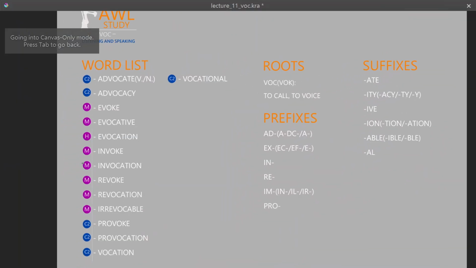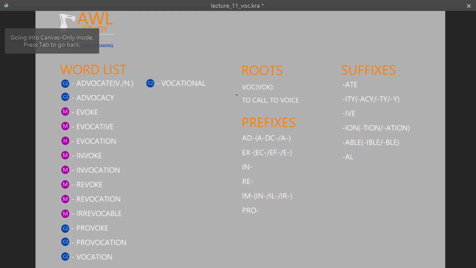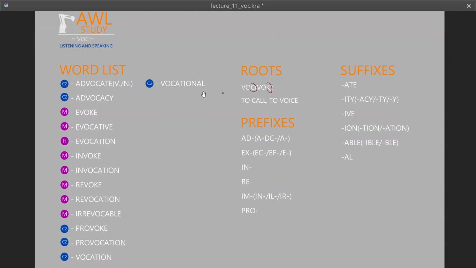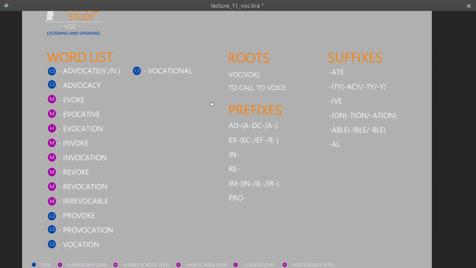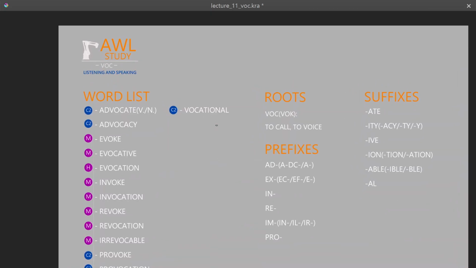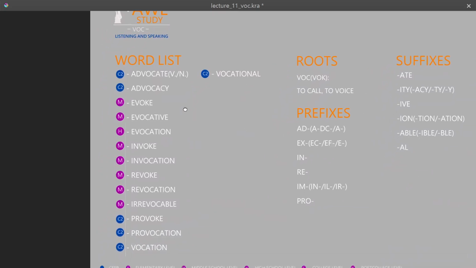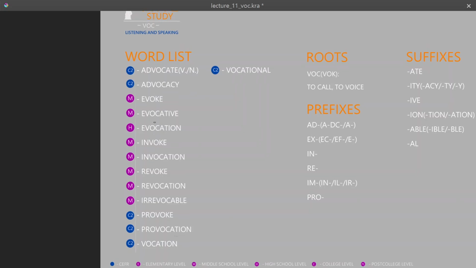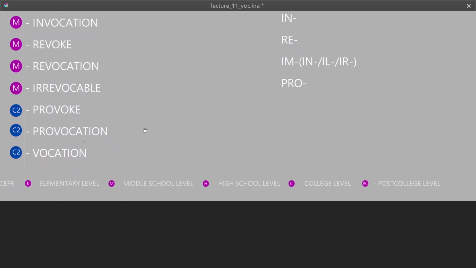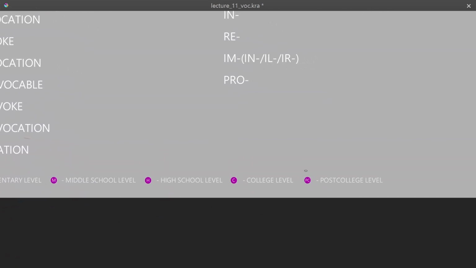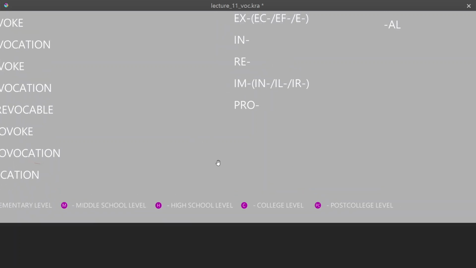Some words share the root VOC and its variant VOC, meaning to call or to voice. We have some prefixes and suffixes combined with the root and its variant to form these words. They are labeled with CEFR levels, C2 in this case, and the general academic levels, namely the elementary level, the middle school level, high school level, college level, and post-college level.